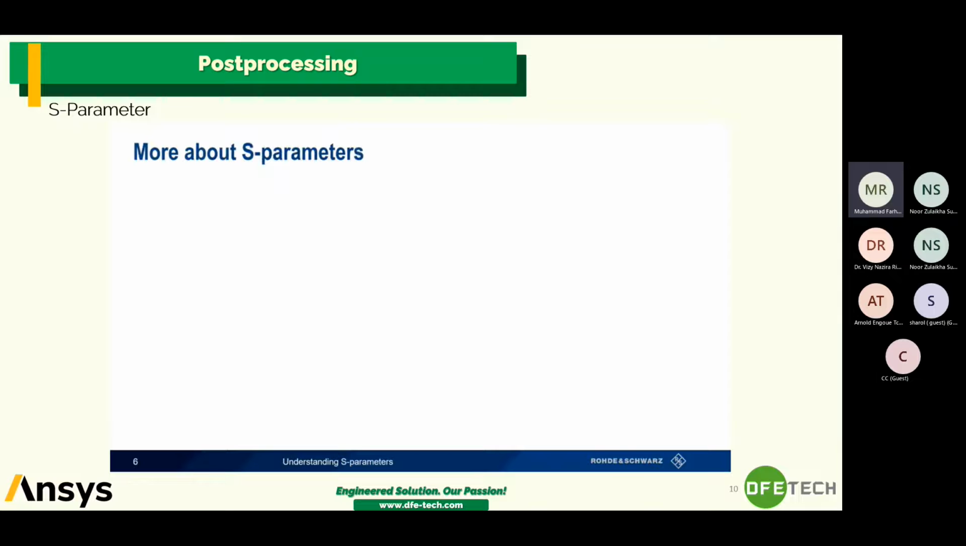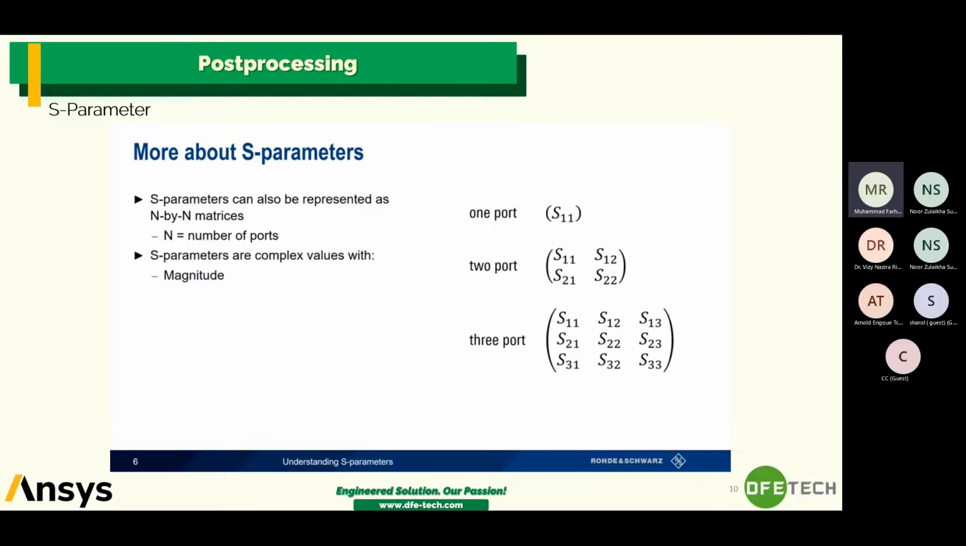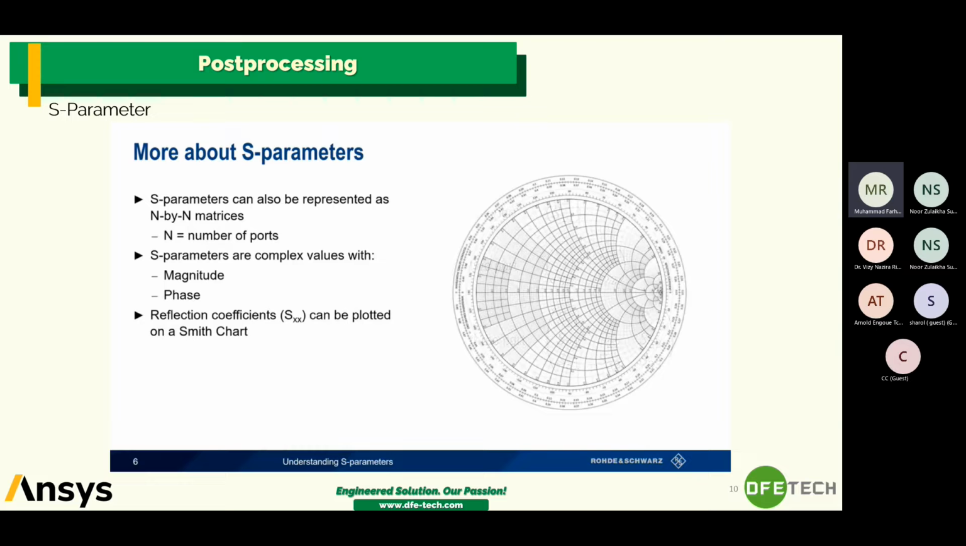There are a few other useful things to know about S parameters. First, S parameters are sometimes represented in the form of square n by n matrices, where n is the number of ports. For example, 1 port, 2 ports, and 3 ports. It's also important to remember that S parameters are complex values consisting of both a magnitude and a phase. The reflection coefficients, such as S11 and S22, are often plotted on a special graph called a Smith chart. And one of the main advantages of using S parameters is that S parameters of individual devices can be cascaded together to predict the overall performance of a system.